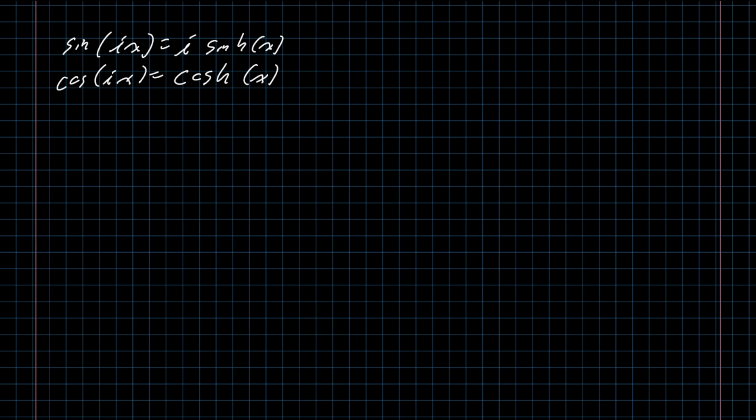Instead, I want to think a little bit about why we gave these the name of the hyperbolic functions. So going back to sine of ix is i times hyperbolic sine of x, and cosine of ix is the hyperbolic cosine of x.